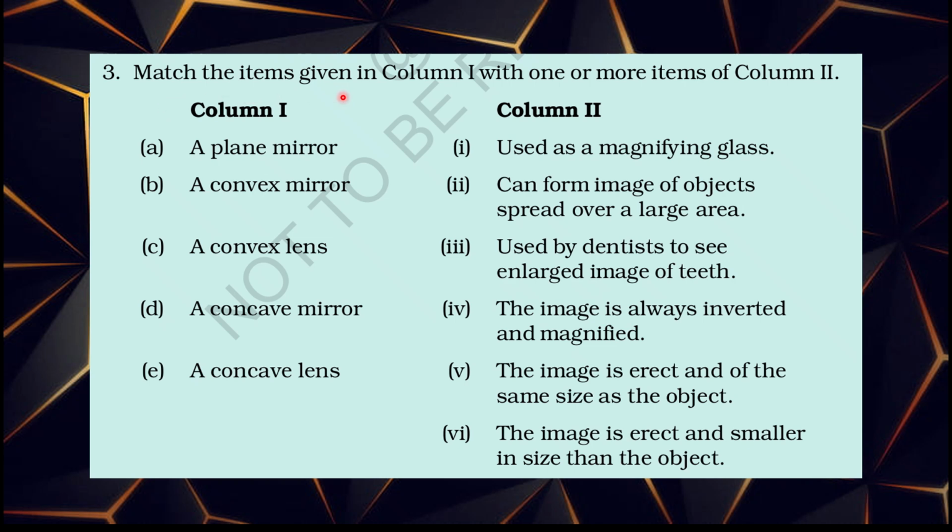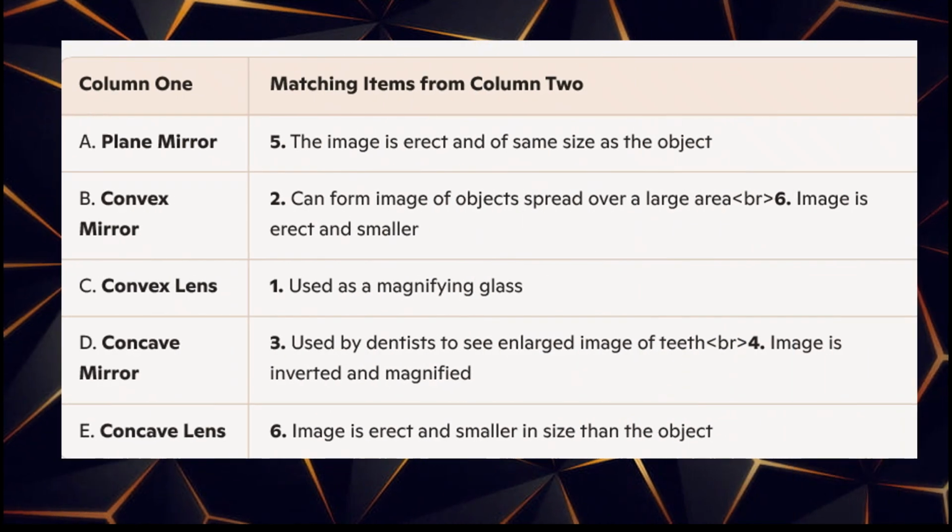Third one, match the items given in column 1 with one or more items of column 2. A. Plane mirror matches with 5. The image is erect and of same size as the object. B. Convex mirror can form image of objects spread over a large area. 6. Image is erect and smaller.